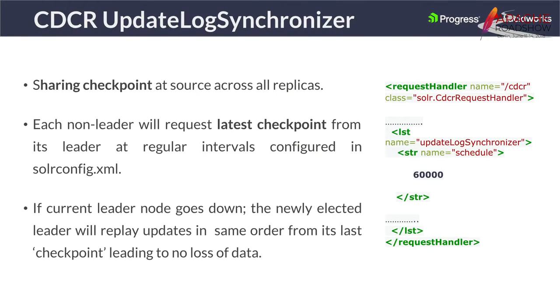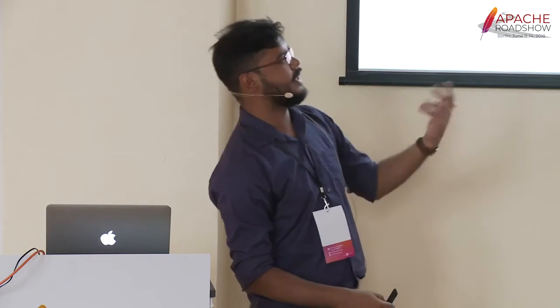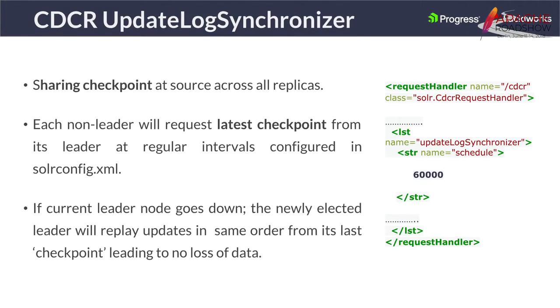Next, we have the update log synchronizer. As I said, all the leader nodes are only allowed to communicate with each other, but what happens when a leader node at the source goes down? I understand that we are using leader and non-leader terms a lot in these slides, but it's important to understand. So what happens when a newly elected leader comes up after one goes down? From what point does it have to start the replication? That's maintained by the update log synchronizer.